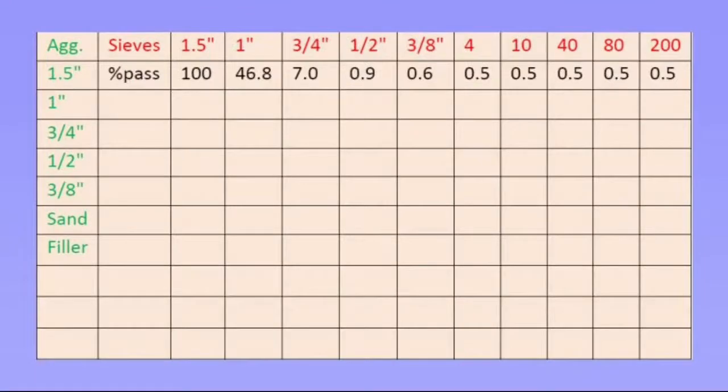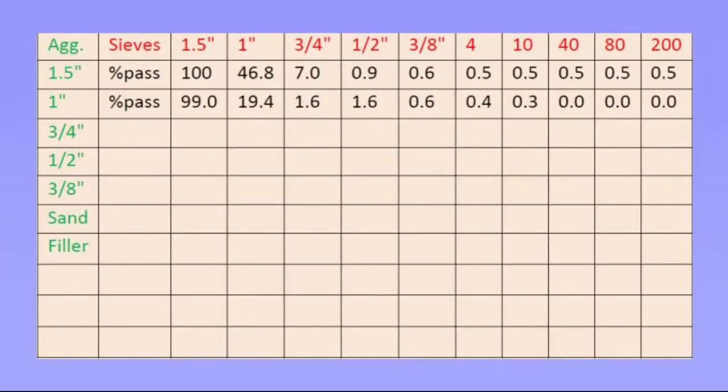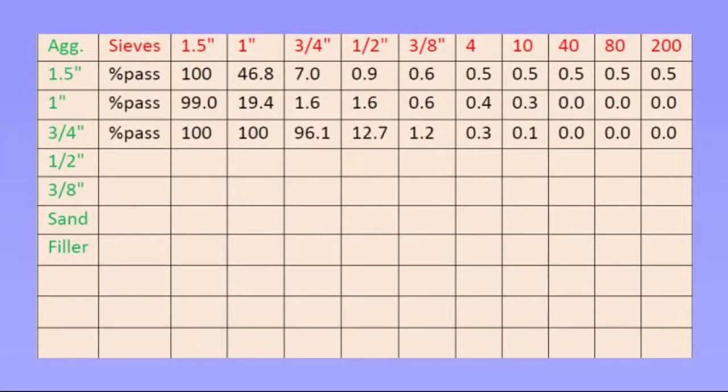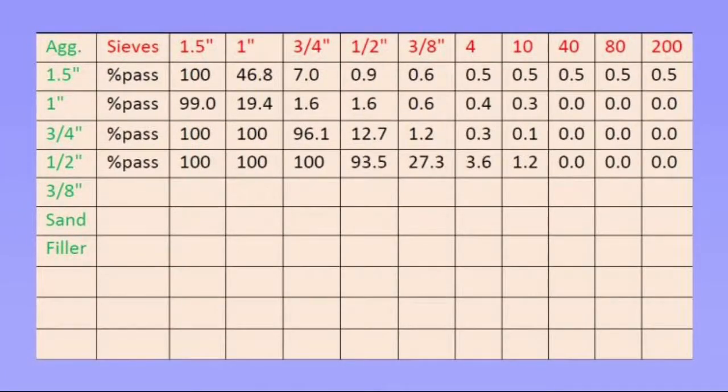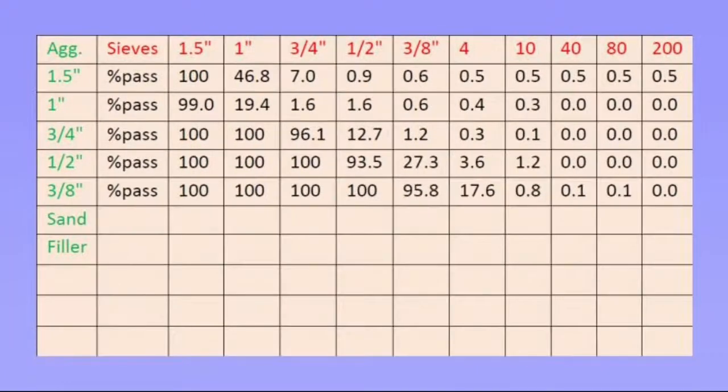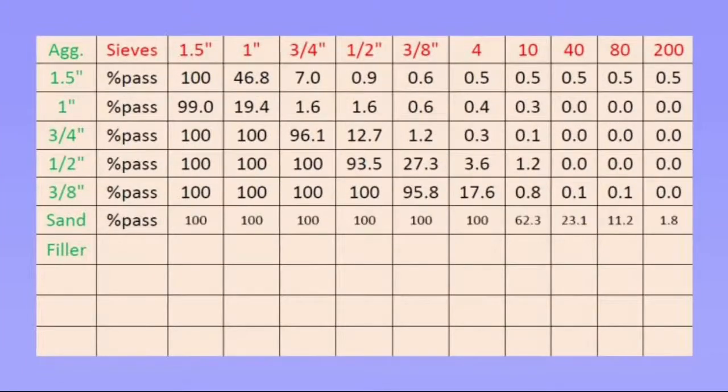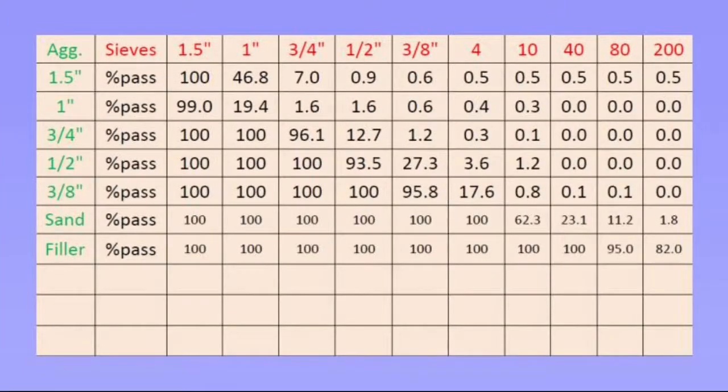For example, here is the passing percentage of 1.5 inch. Then put the values for the passing percentage of 1 inch, 3/4 inch, half inch, 3/8 inch, sand, and filler.